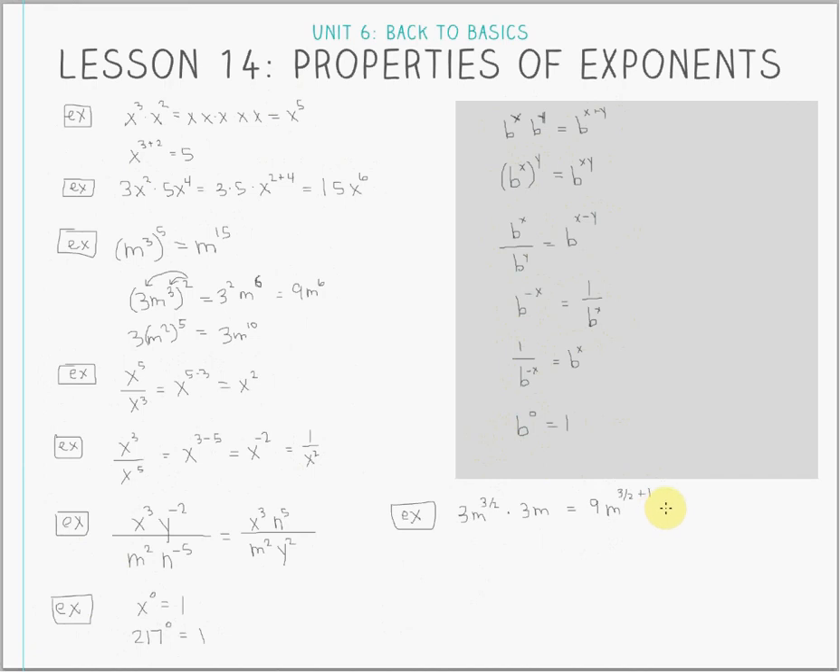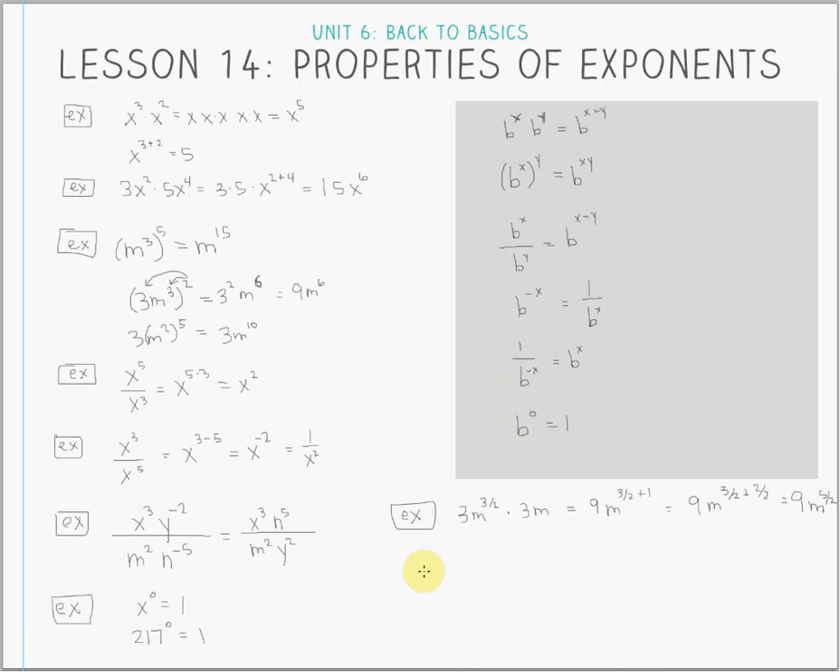Okay, so to do that, we're going to have to make the common denominator. So we'll have 3/2 plus 2/2, which will give us 9m to the 5/2. Okay, so don't let those exponents throw you off when they are fractions.